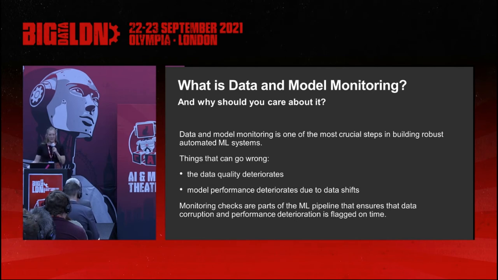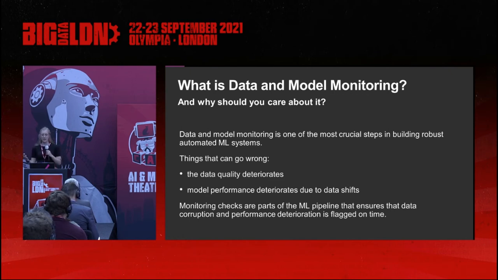So let's start. What is data and model monitoring, and why should you care about it? Data and model monitoring is one of the most crucial parts of building an automated and robust machine learning system. When you are getting your model ready for production, you don't want your data quality to deteriorate, and you don't want your model performance to get worse either. But these things will happen eventually because there are things that are outside of your control, environment changes, there might be some upstream changes, so things can go wrong.